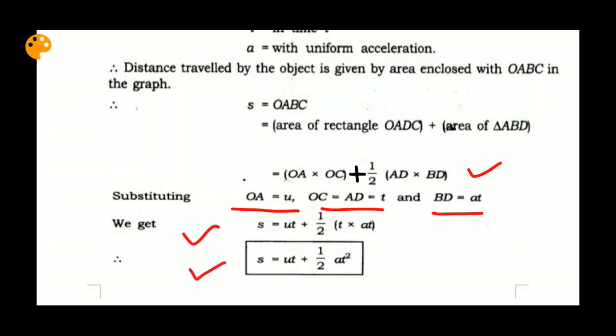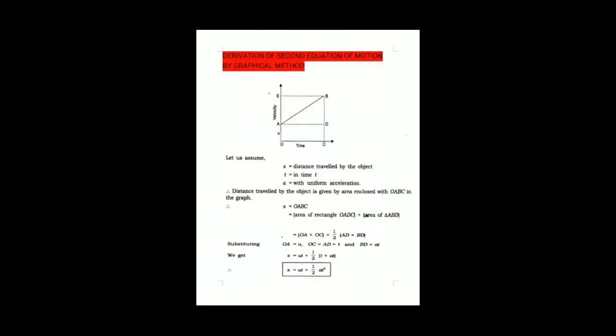On solving, this will be S is equal to ut plus half at square, which is the second equation of motion, where u is the initial velocity, t is the time taken for the change in velocity, a is acceleration, and S is the distance travelled by the object. So this is the derivation of the second equation of motion by the graphical method.